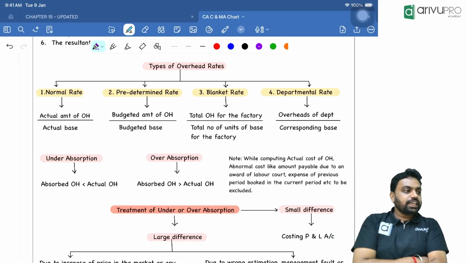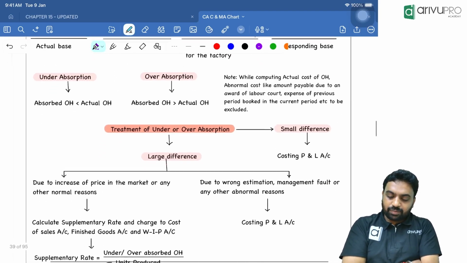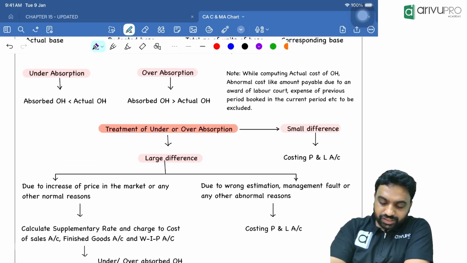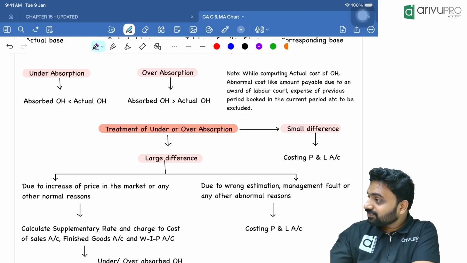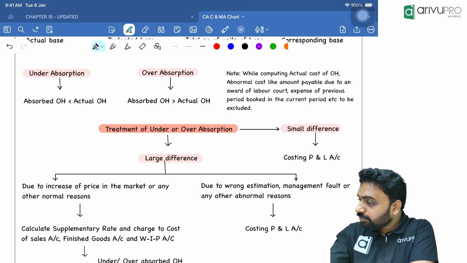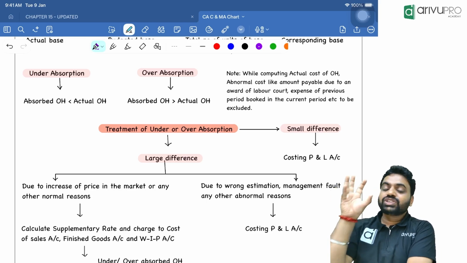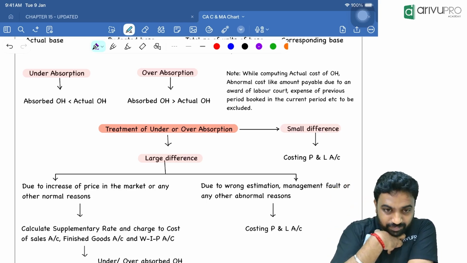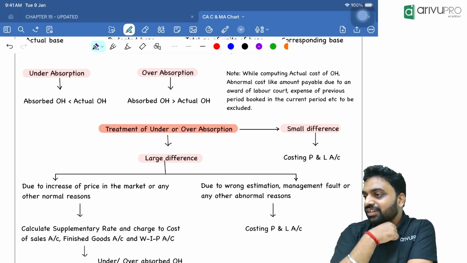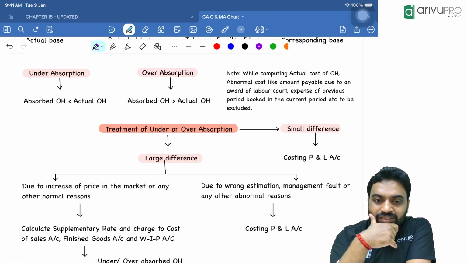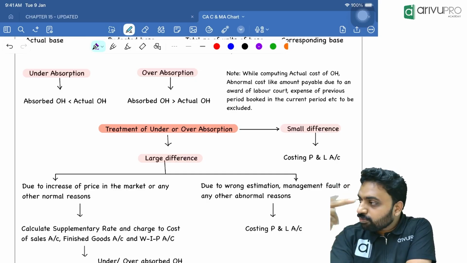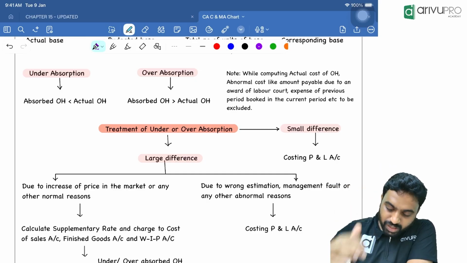Next, treatment of underabsorption and overabsorption. Remember, guys, underabsorption means your absorbed amount is lesser than actual overhead, not budgeted overhead. Budgeted overhead is there just to compute the absorption rate, nothing else. So you compare how much you incurred and how much you recovered. If you recovered less, that is absorbed less, we call it underabsorption. If you recovered more, we call it overabsorption.